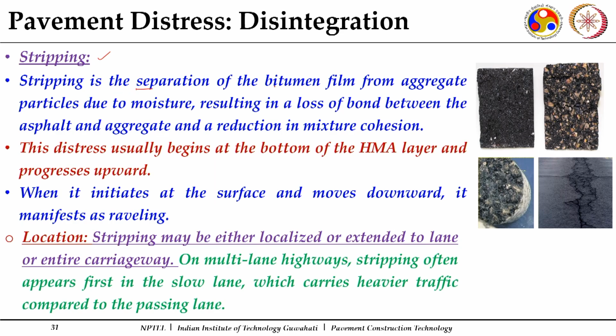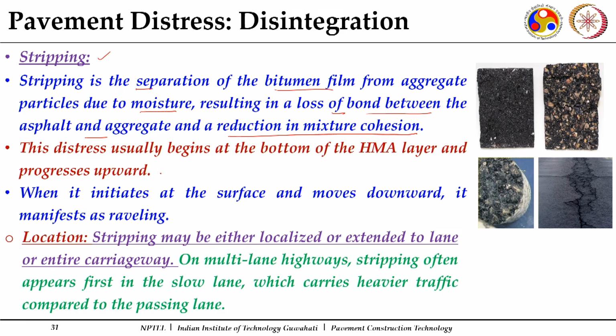Stripping is the separation of the bitumen film from the aggregate particles, and this usually happens in the presence of moisture. Once water enters, the binder film is stripped from the aggregate surface, because most of our aggregates are hydrophilic in nature, they have a higher affinity towards water. So, the binder film gets stripped off from the surface, and this leads to a reduction in the cohesiveness of the mix, and mix strength is lost. It is a loss of bond between the asphalt and aggregate, and a reduction in mixture cohesion will happen.